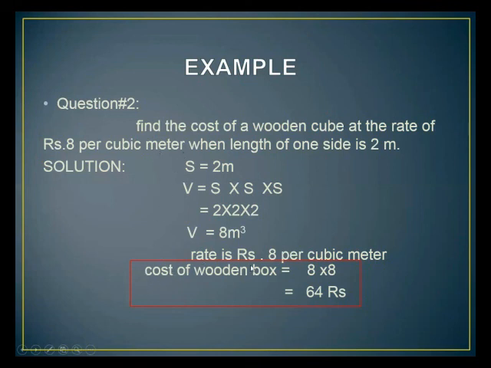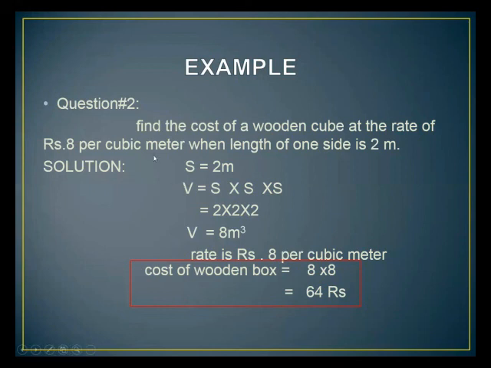So what we have to do is multiply the volume by the rate per cubic meter, which is rupees 8 per cubic meter. So we multiply the volume by the rate, by its amount in rupees, that is 8, again 8. If we multiply these two quantities, the answer is 64 rupees. So take a screenshot of this slide and it will help you for doing your home task.